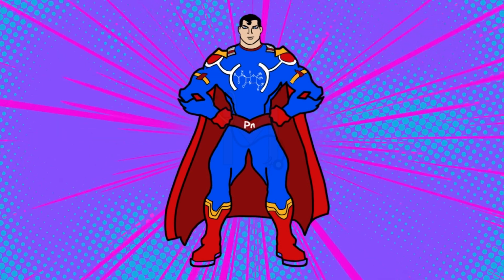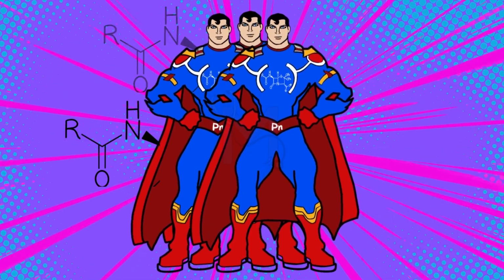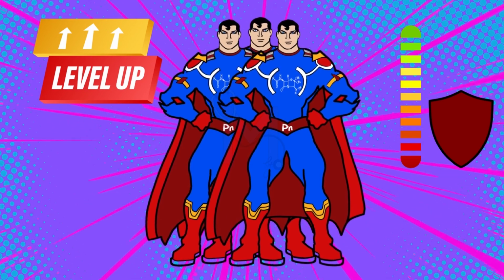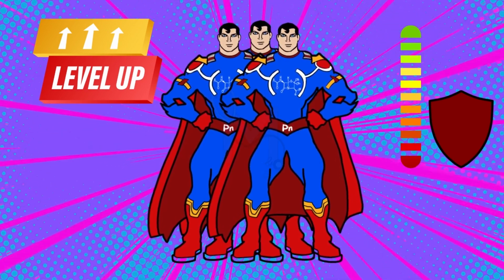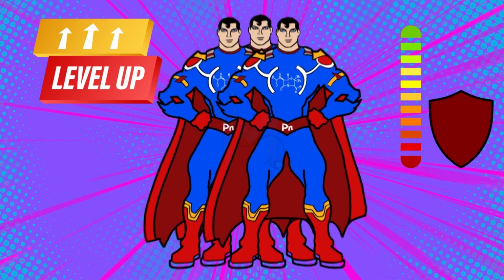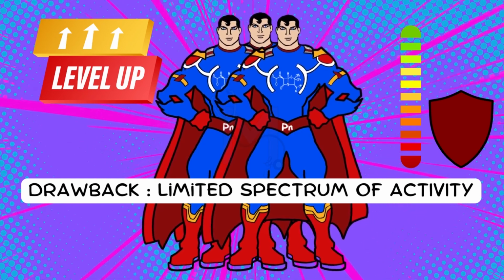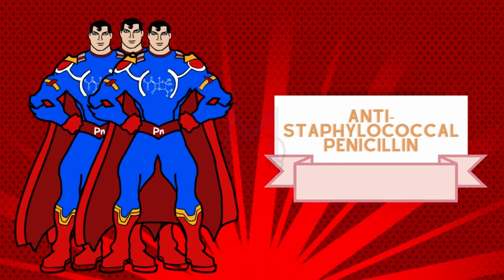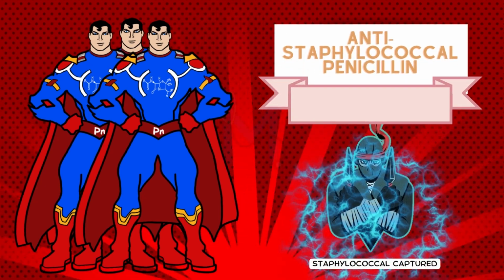To win against the penicillin cutter, penicillin developed a longer alkyl chain, which improved their defense capabilities and lessened the impact of beta-lactamase, or the penicillin cutter. Naturally, lengthening the alkyl chain made them more resistant to beta-lactamase, but it also made them bulkier, which limited their spectrum. They were known as anti-staphylococcal penicillins because they could only affect Staphylococcus.